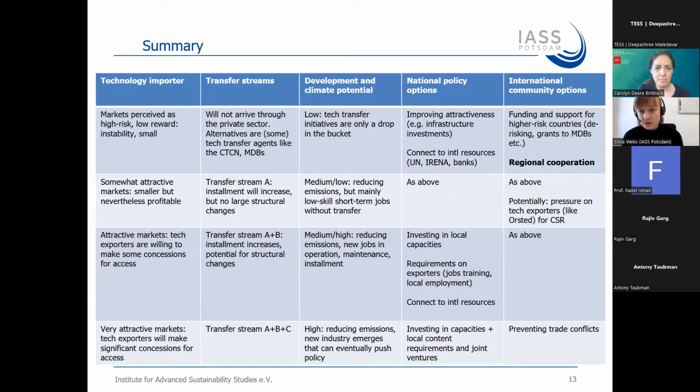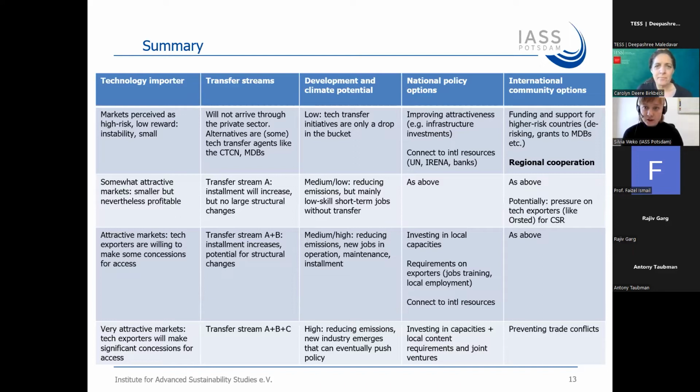And so of course there are international resources. What the international community can do is always increase funding and help out the CTCN in their important work. I also found Dr. Ismail's point about regional cooperation to be very interesting. That's why it's in bold now, and it can have some very positive impacts to make sure that countries are at least included in tech transfer stream A and B.